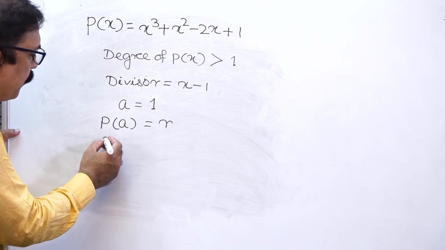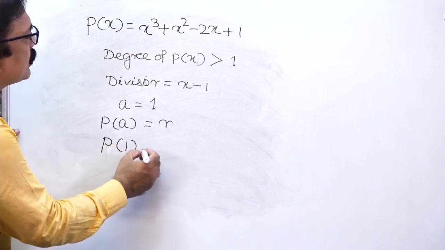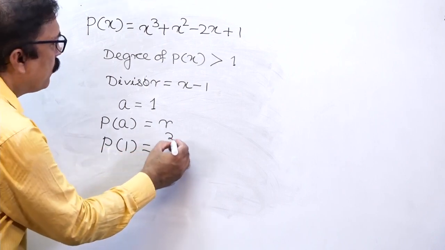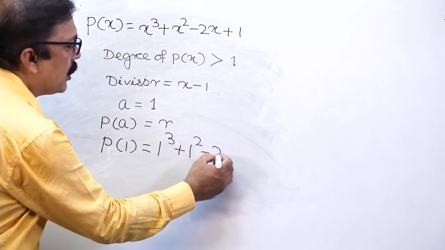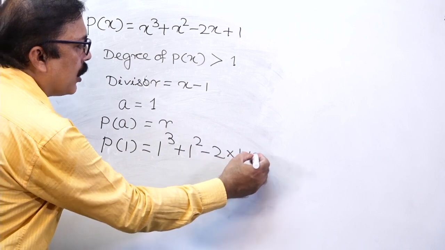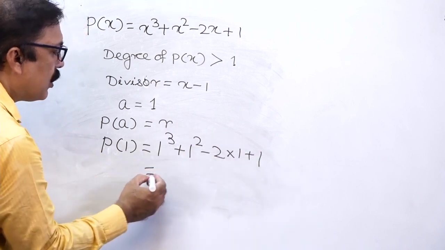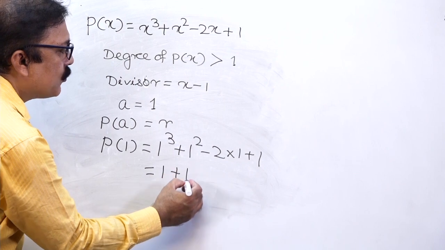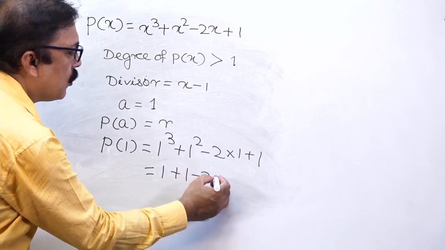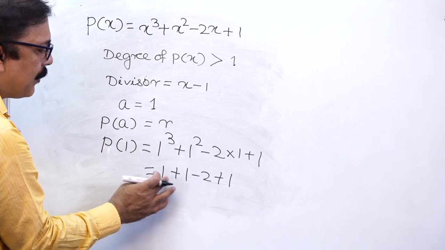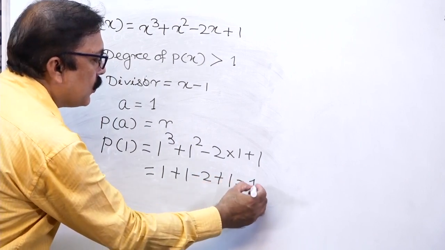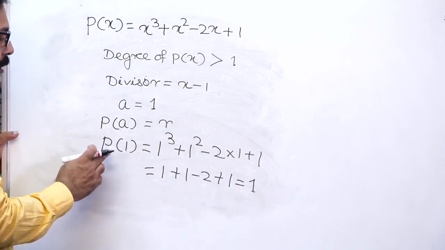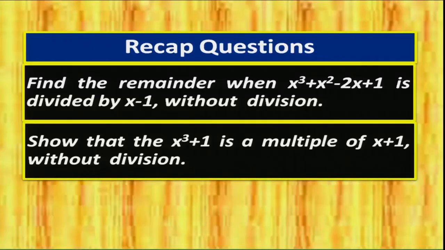That means p(1) is equal to 1 to the power 3 plus 1 square minus 2 into 1 plus 1, and this is equal to 1 plus 1 minus 2 plus 1. 1 plus 1 minus 2 is 0. So the result is 1. So the remainder is 1. Now let's see another question.